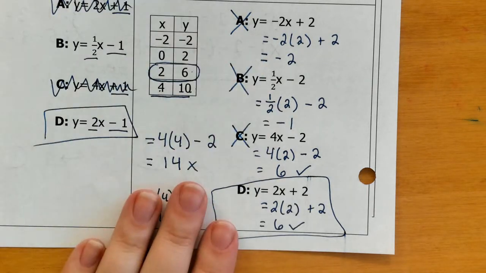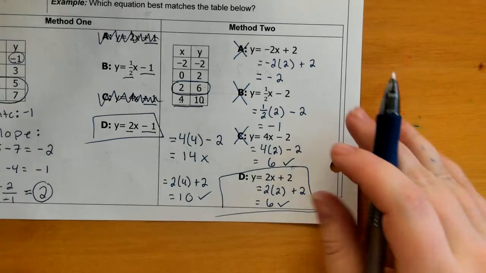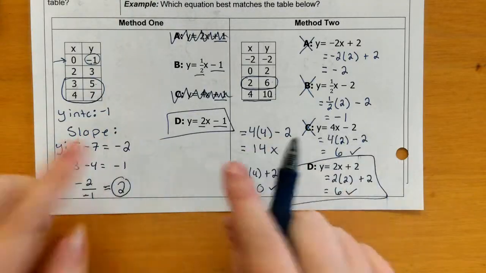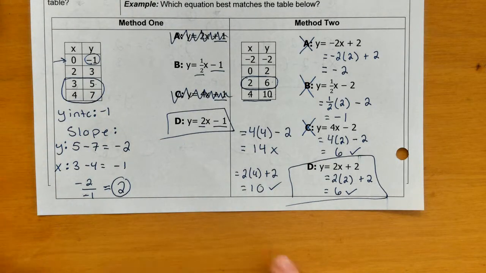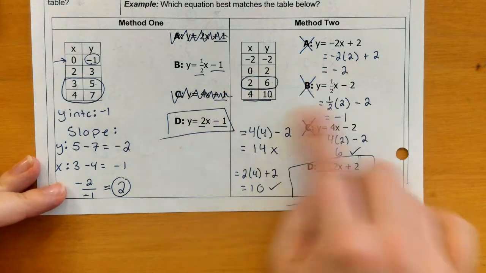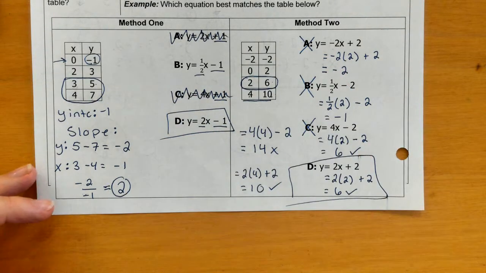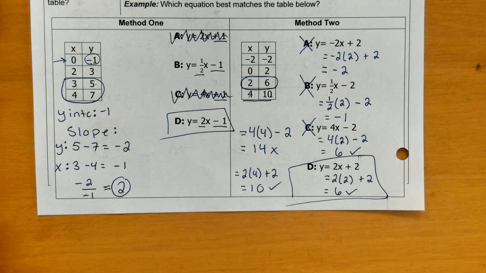So that's how you can use substitution. Again, with both of these examples, you could have used a combination of both. You could have used y-intercept first, gotten rid of answer choices, and then used substitution for the ones you had left. It doesn't matter to me which one you like to use. As long as you feel comfortable with it and you like it, then that's all that matters to me. If you're struggling with this, please, please, please come and see me. It's going to be really useful for you to know how to do this, and it's an expected standard.